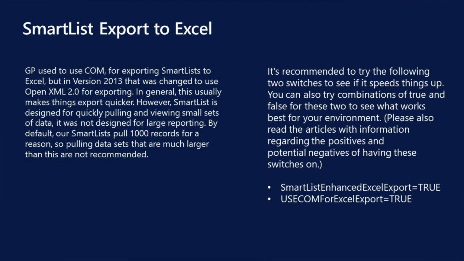Now let's talk about exporting SmartList to Excel. GP used to use COM for exporting to Excel. However, that was changed back in GP 2013 to use OpenXML 2.0 to make things quicker. SmartList is designed for quickly pulling and viewing small sets of data. It was not designed for large reporting. So, by default, our SmartLists only pull about 1,000 records and really shouldn't be used for anything larger than that.